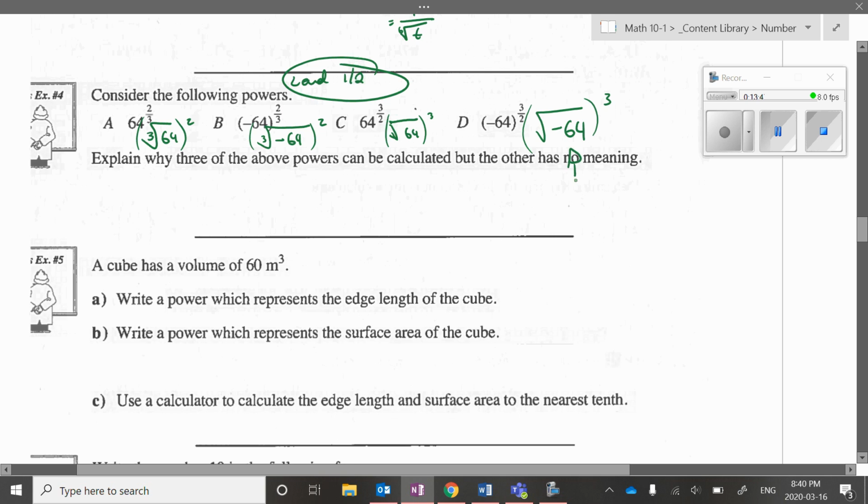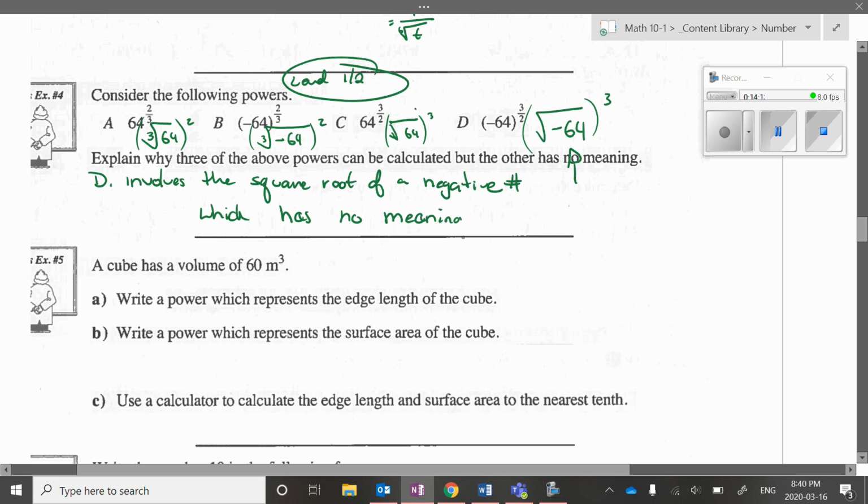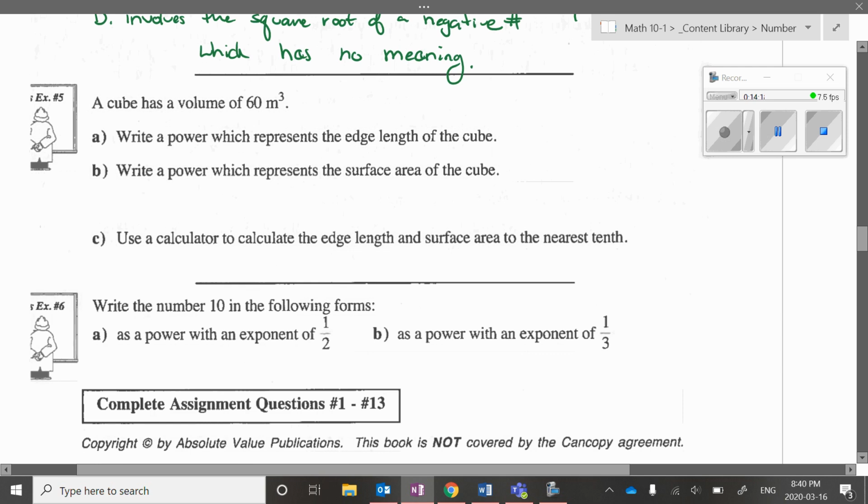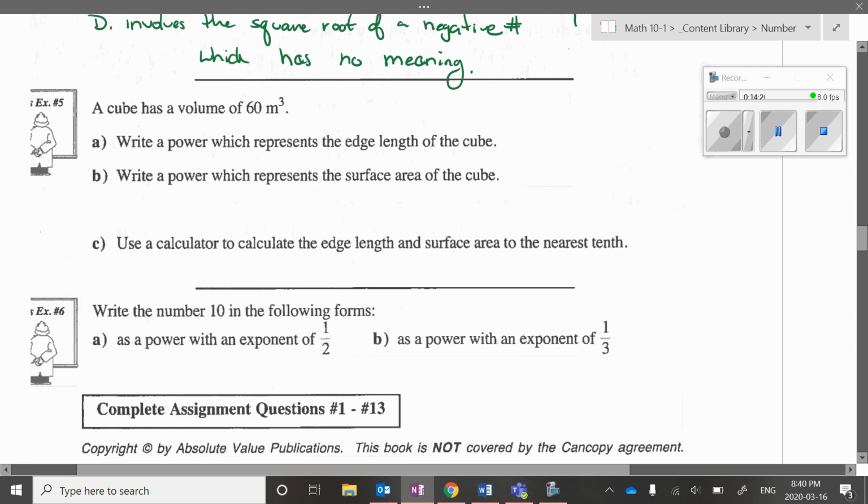You cannot do this. So D involves the square root of a negative number, which has no meaning. It's actually called an imaginary number, which is way above us. With that, let's do class example 5, and I'll stop there.